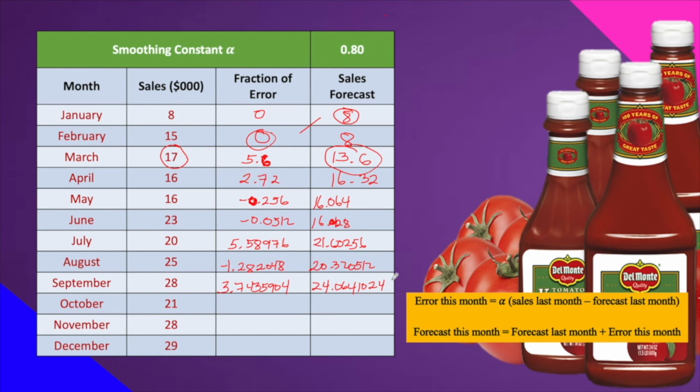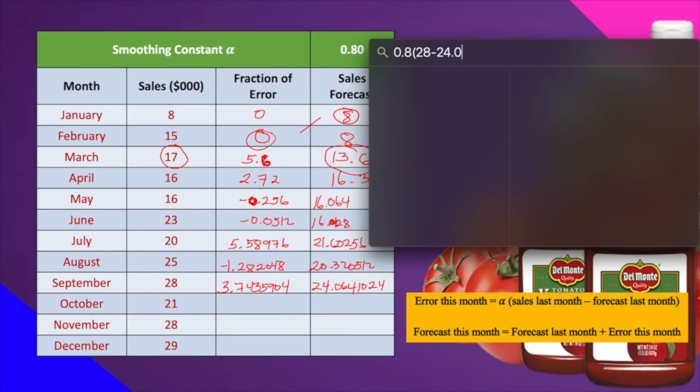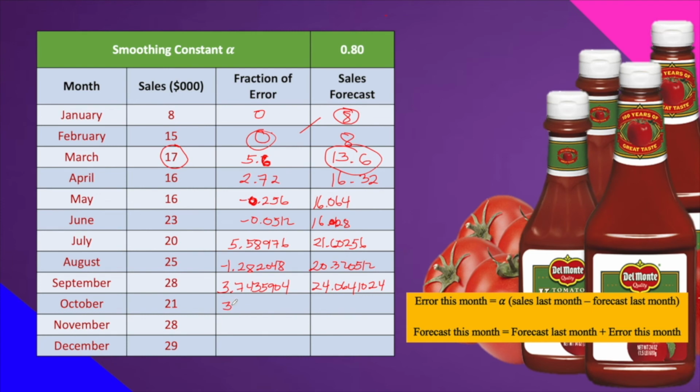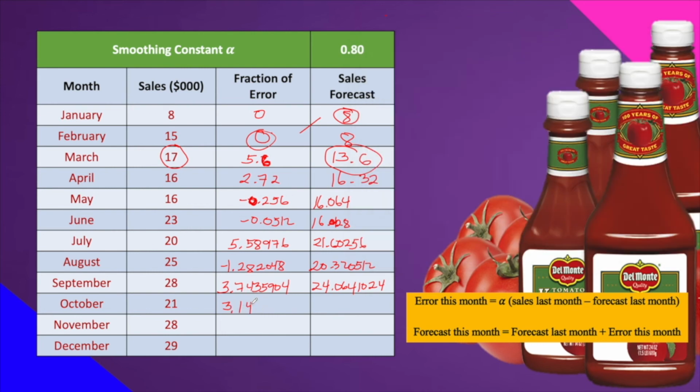Ayun. So, ayan, malaki na yung mga decimals. Dumadami na. Anyway, for the month of October, we have 0.8 smoothing constant. Sales last month is 28. 24 yung forecast, tapos 28 yung actual. Minus, itong 24.0641024. So, ayan. We have 3.148718.